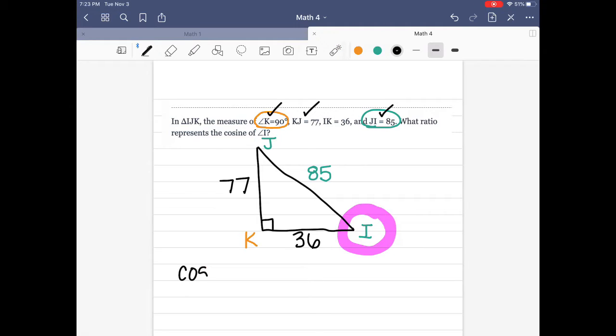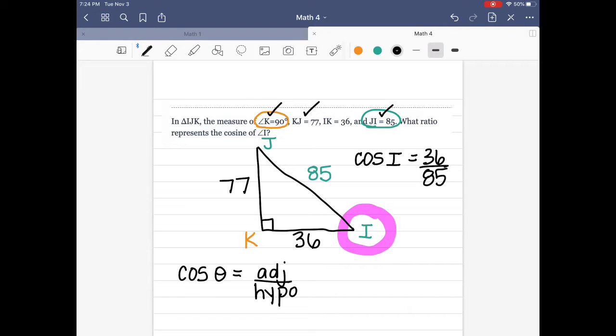Now cosine, if you remember, the cosine ratio is going to be adjacent over the hypotenuse. Adjacent means beside. Hypotenuse is that longest diagonal side. So the side that is adjacent to angle I is going to be 36. So if we're standing right here, adjacent is 36. The hypotenuse is going to be 85. So my cosine of angle I is going to be 36 over 85.